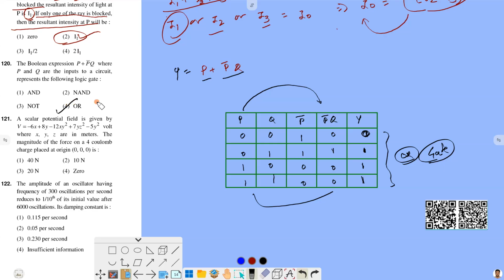Moving ahead, 121. A scalar potential field is given by this relation in volts, the magnitude of the force on the 4 coulomb charge particle. So we are going to skip it because we have a scalar potential field here. Now in the next one, the amplitude of an oscillator having frequency 300 seconds per oscillation reduces to 1 by 10th of the initial value after 6000 oscillations, the damping constant. So this is again a damped harmonic oscillator, so we are going to skip it.